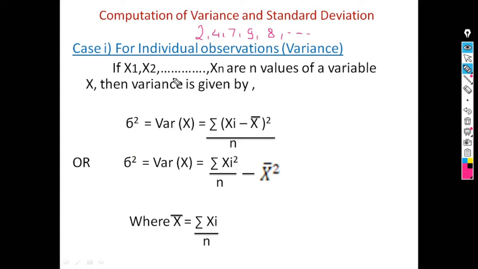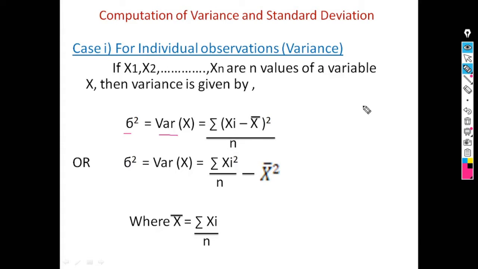If x1, x2 up to xn are the n values of the variable x, then the variance is given by sigma square or var of x. Sigma square is equal to summation of (xi minus x bar) whole square divided by n. For individual observations, the formula of variance is sigma square equal to summation of (xi minus x bar) square divided by n.